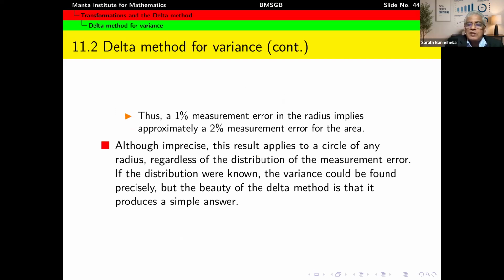So if you take the meaning of error in the client's problem to be the standard deviation of R, for example, then the error in the area will be 2%. If there's 1% error in the radius, the error in the area will be 2% of the measurement error for the area, right?